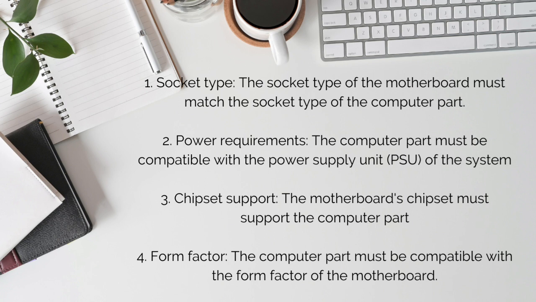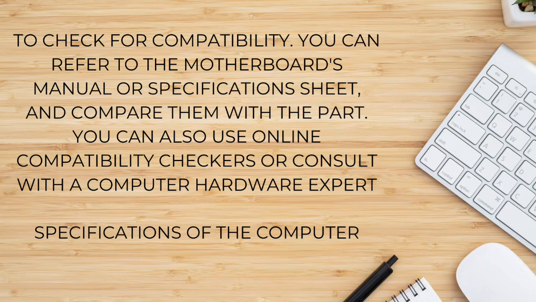Lastly, number 4. Form factor. The computer part must be compatible with the form factor of the motherboard. For example, if you are looking to install a new RAM or random access memory module, you need to make sure that the RAM module is designed for the same form factor as the motherboard. To check the compatibility, you can refer to the motherboard's manual or specification sheet and compare them with the specifications of the computer part. You can also use online compatibility checkers or consult with a computer hardware expert.